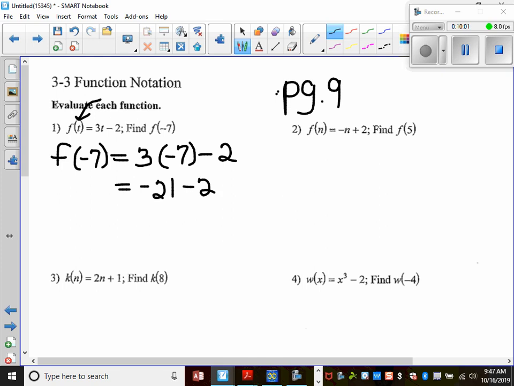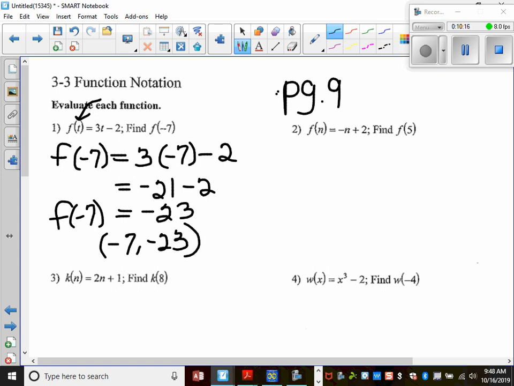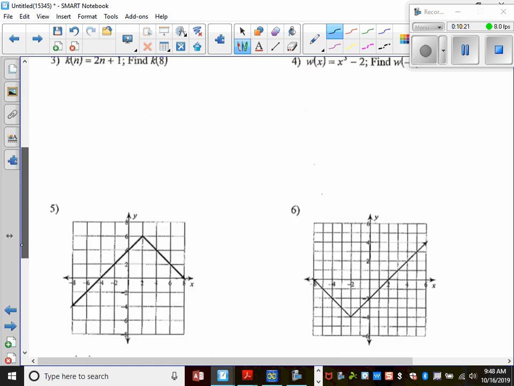Okay, and then we'll just do the work. Negative 21 minus 2. And that's going to give us negative what? Okay, so you're going to put f of negative 7 equals 23. And then we're going to write our final answer as a coordinate. Okay, x and y. Okay, so that's how you get started with that.